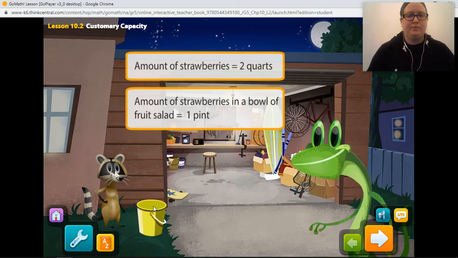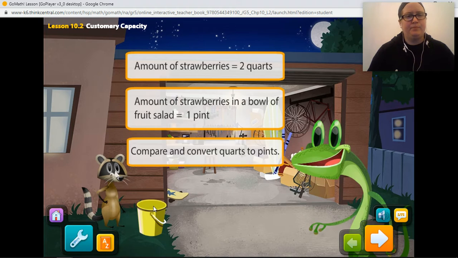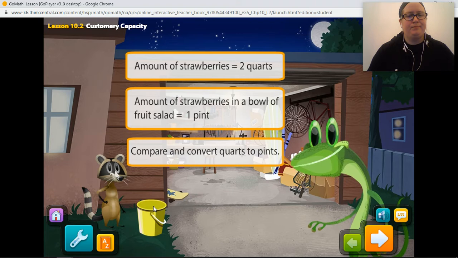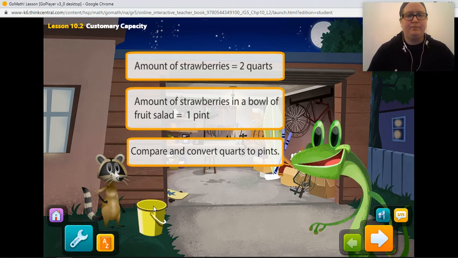But you know, my neighbor only uses 1 pint of strawberries for each bowl of fruit salad. So we need to figure out how many pints of strawberries were picked. I wonder how we can solve this problem. Maybe we need to compare and convert one of the units of capacity we have been given. Let's go.